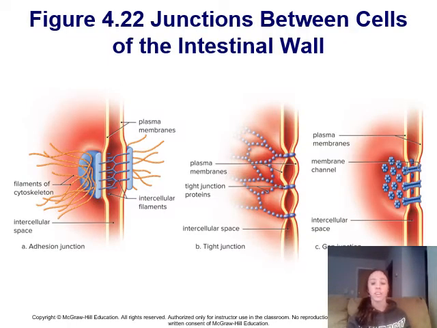And there are three types of junction proteins. We have adhesion junctions, found in the picture on the left-hand side. We have tight junctions, found in the center picture. And then we have gap junctions, which are found in the right-hand picture.